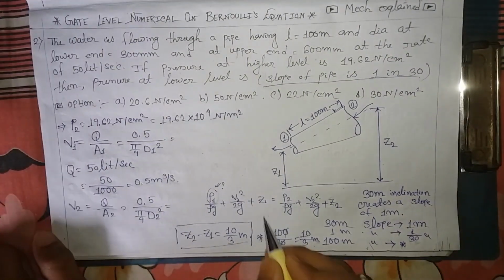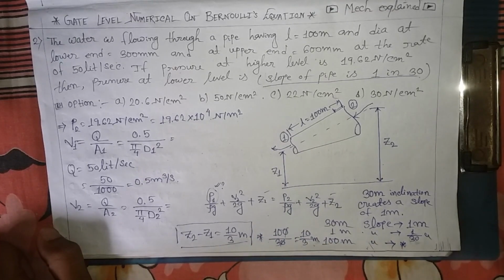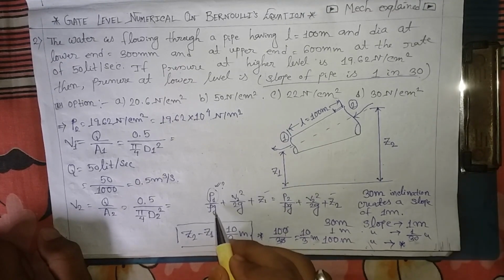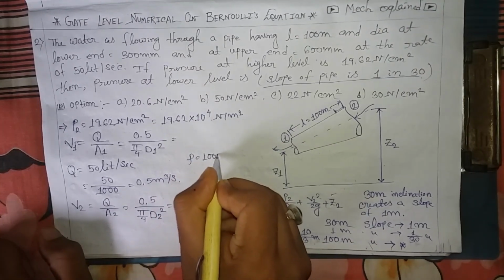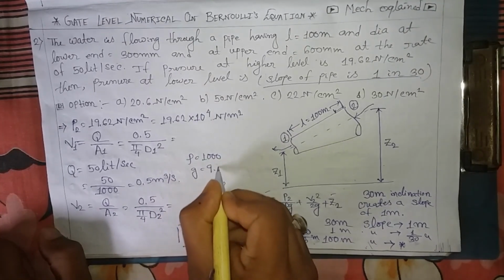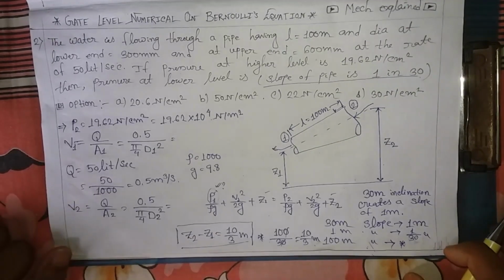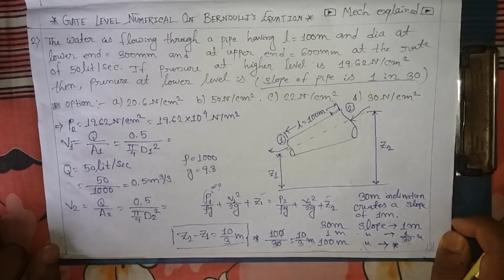So by putting the value of Z2 minus Z1 as 10/3, putting the value of V1 square by 2g, V2 square by 2g, and rho g, where rho equals 1000 and g equals 9.8, as you put all these values, you will get the value of P1. Okay, so take a calculator and do the calculation by yourself. Now I will go to the next question.